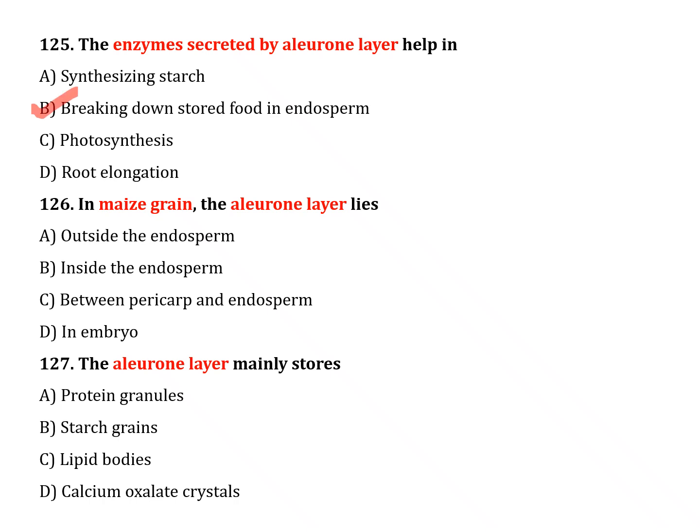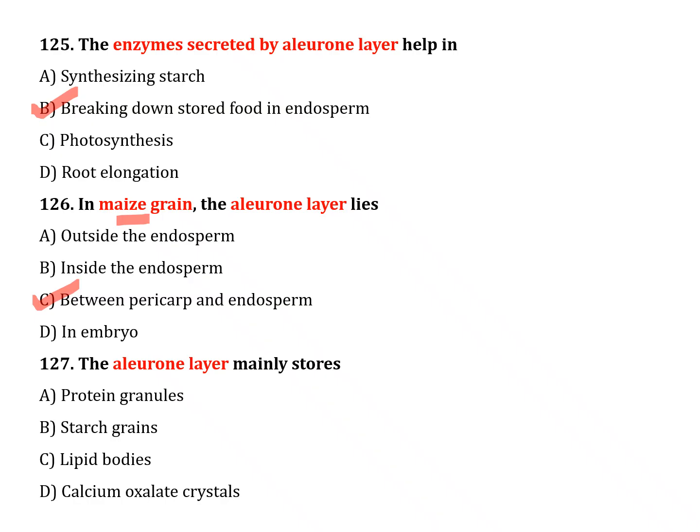The next question, number 126. In maize grain, the aleurone layer lies option A outside the endosperm, option B inside the endosperm, option C between the pericarp and endosperm, option D in embryo. Correct answer is option C between pericarp and endosperm.